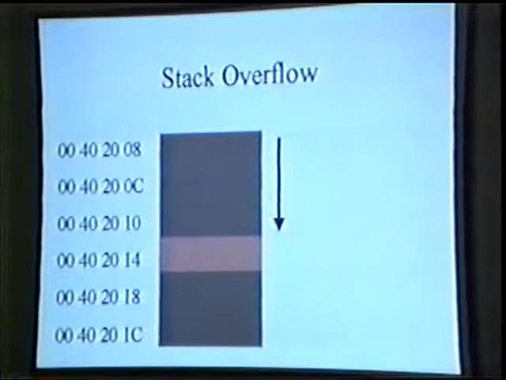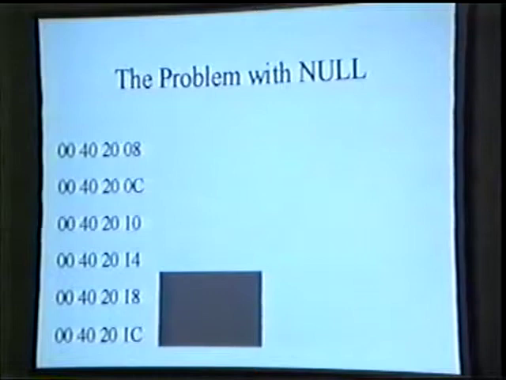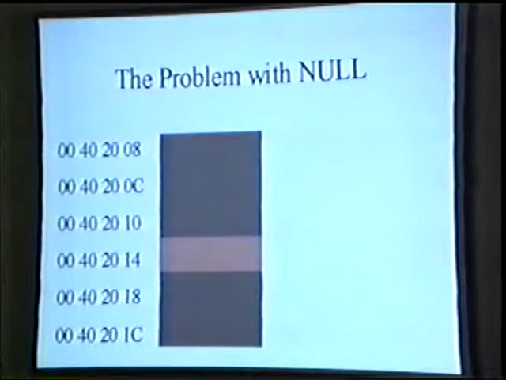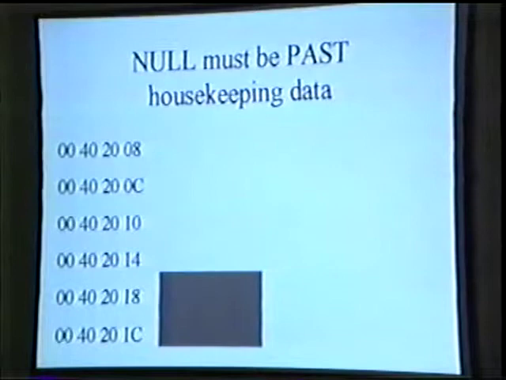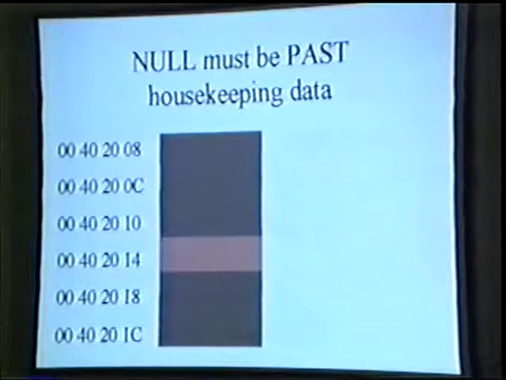Okay, so the problem with null, I want to move on here and talk about this. The problem with the null character, obviously, is that if a null terminated string is passed through something like a strcpy, it's going to stop copying when it hits the null. So same diagram as before, I store my housekeeping data, and then my stack grows, and I start filling my buffer, which grows back towards the housekeeping data, and I hit a null character and it stops. So I didn't make it to the housekeeping data. Obviously, then, the null must be past the housekeeping data. Store my return address, move up, go down, and boom. Everybody see how that works?